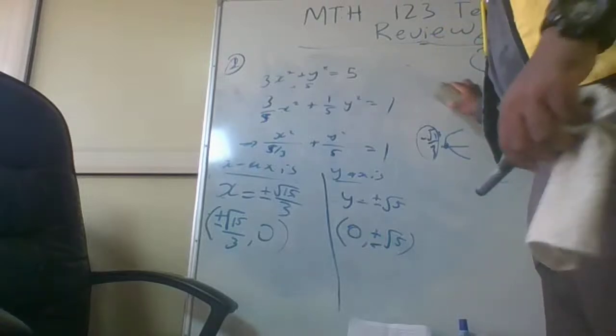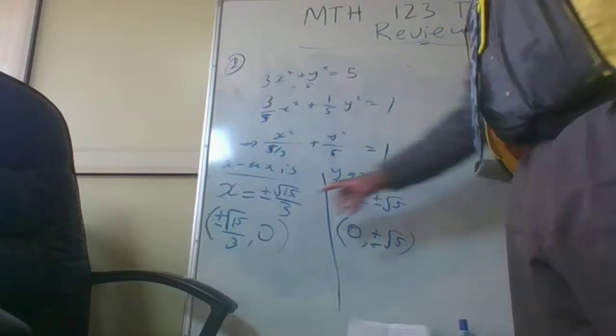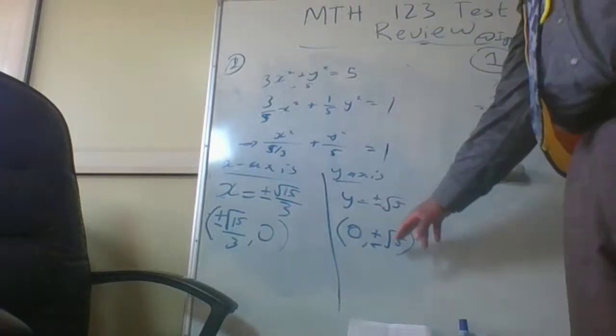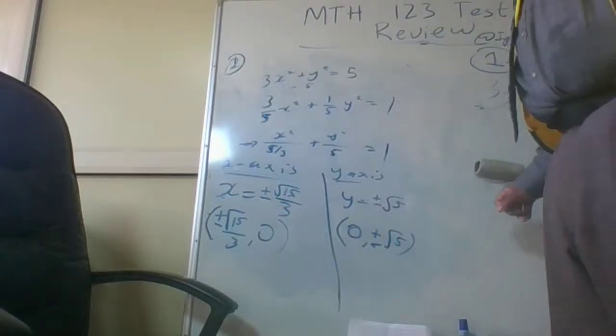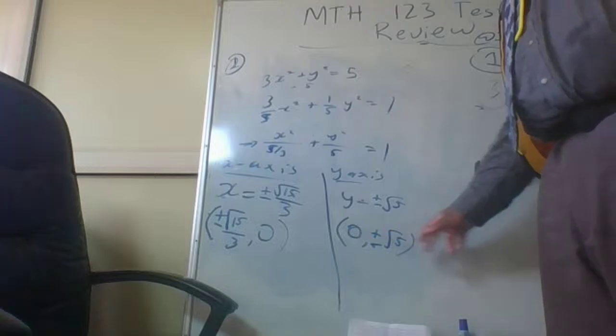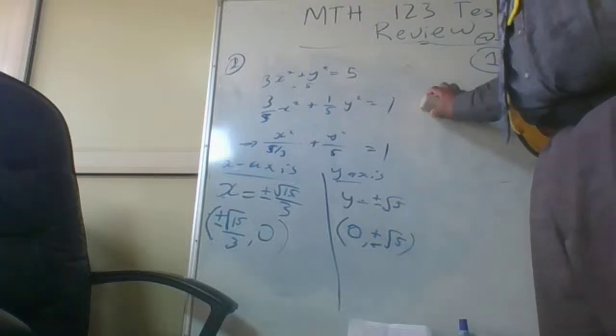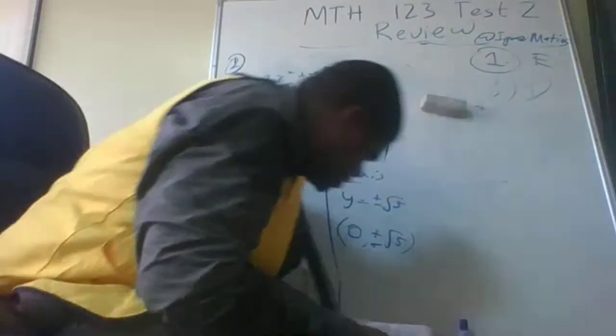So this is how you present these 4 points: plus minus root 15 over 3, comma 0, and 0, comma plus minus root 5. Sorry, and 0, comma plus minus root 5. So which option is the correct option? Which option represents it completely?